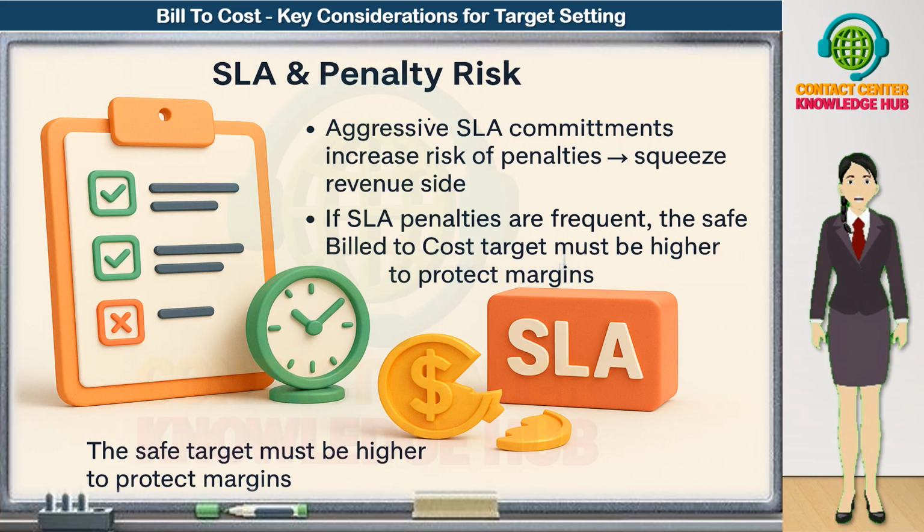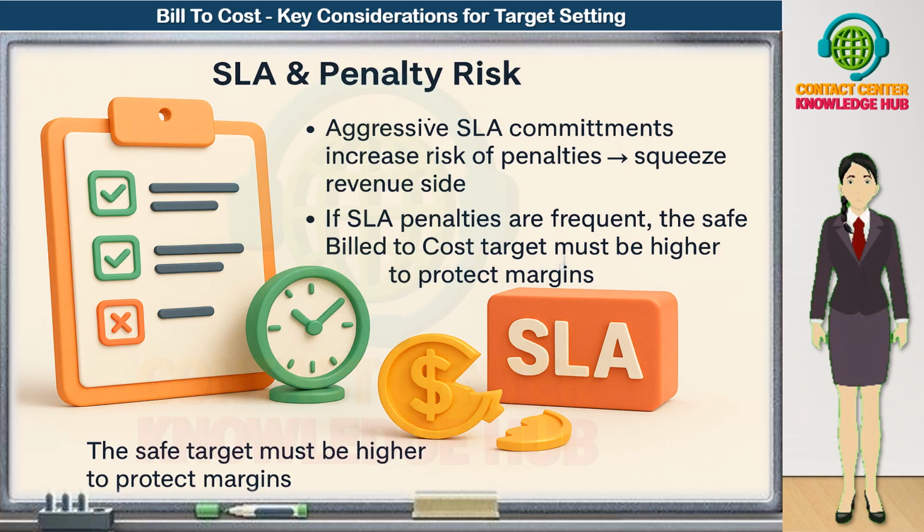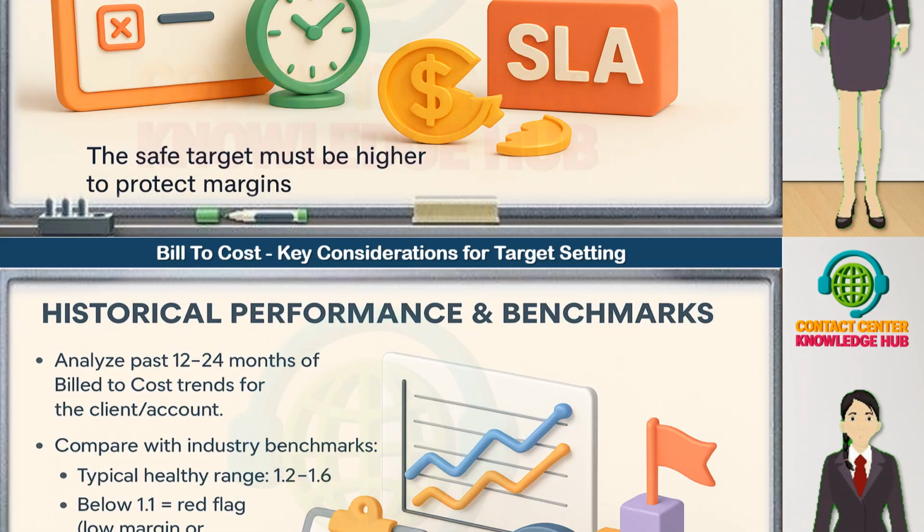Therefore, if SLA penalties are frequent or likely, one must set a higher bill-to-cost target to create a financial safety buffer. Key insight: the tighter and more demanding the SLA framework is, the more protective the target ratio must be, to ensure that performance risk does not erode profitability.